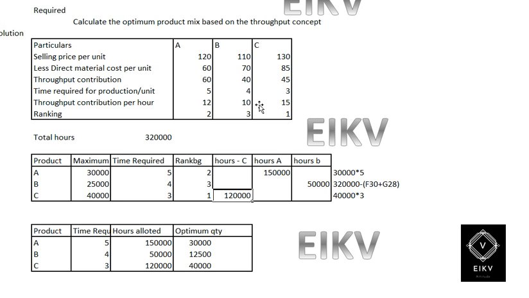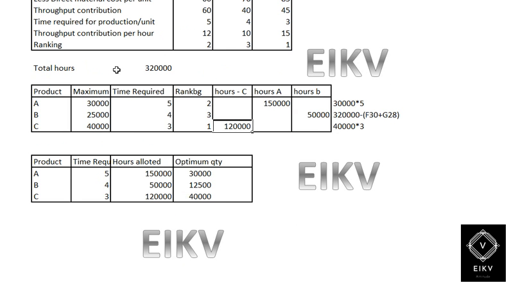Here we consider the highest contribution as the first rank, because we get more contribution from the product with the highest contribution per hour. In this illustration, C gives 15 rupees on an hourly basis, so 15 is rank 1. Then we check the next highest contribution per hour, which is 12, that is product A, so we rank it 2, and the lowest, product B, is ranked 3.